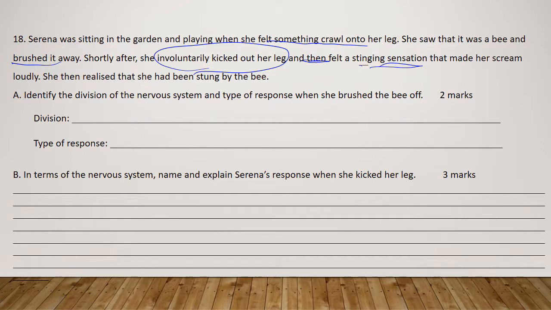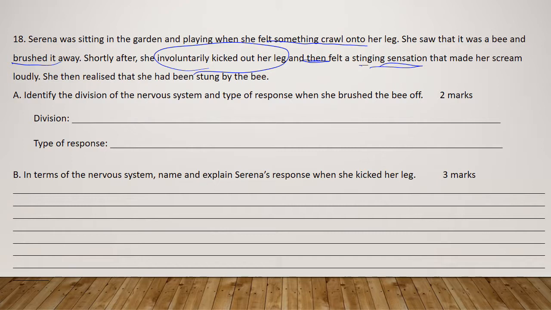Now, what we see here is an example of a conscious response and an unconscious response. We see the conscious response in the fact that she's brushing away a bee. Then we see something that is involuntary or an unconscious response, i.e. she kicks out her leg and after the fact she feels the stinging sensation. Now we know that's an example of a spinal reflex because she's moved her leg before she's actually realized that she's been stung, okay? And that is a dead giveaway that it is a spinal reflex.